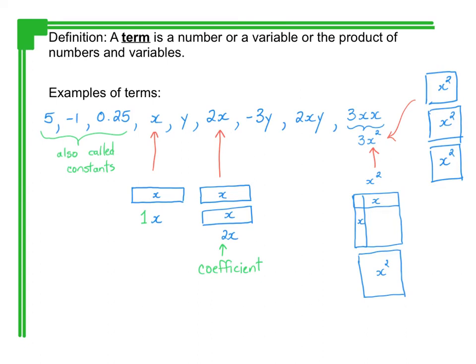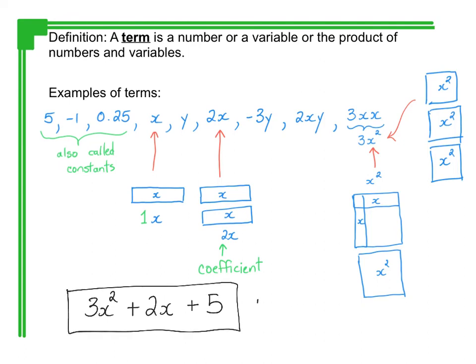So if I took a term like 3x squared and I added 2 x's to it, and then I added 5, this is called an algebraic expression. Okay? Taking terms and adding or subtracting them together gives us algebraic expressions.